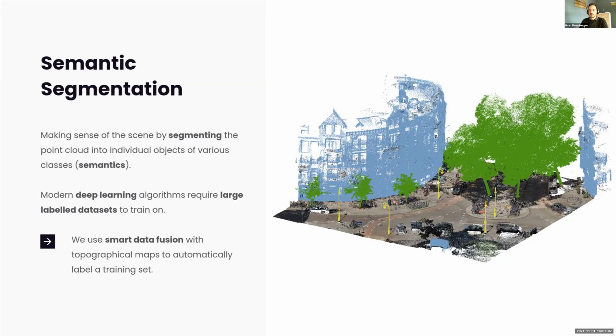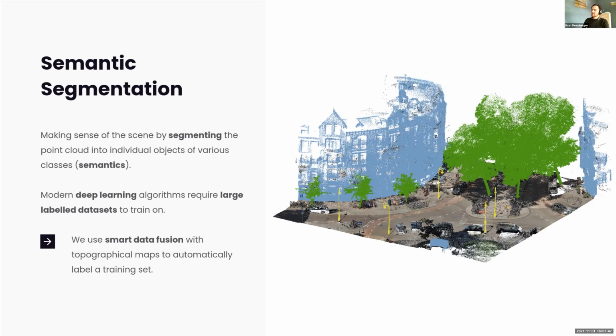Modern deep learning algorithms typically require large labeled data sets to train on. The issue here is that a data set that has been recorded in one city does not automatically translate to a different city because there are differences in types of buildings, in building style. There are differences in the appearances of objects like streetlights or traffic signs, and also vegetation might be largely different. If we would have a data set recorded in a more tropical climate with lots of palm trees, this would not necessarily translate to the slightly colder climate of Amsterdam. So we need to create our own labeled data set.